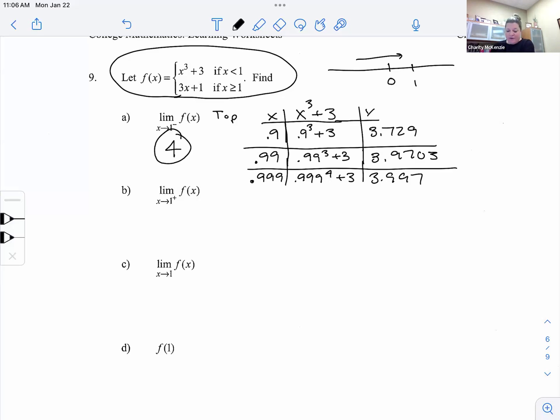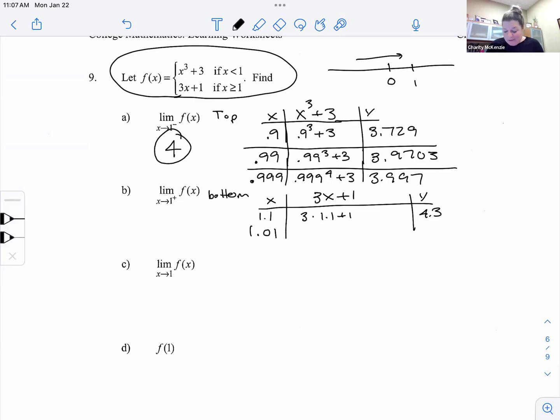Okay, so let's look from the positive side. Now we have to use the bottom function, and we're going to be coming from the other direction. As I pick values to get closer and closer, we've got to get close the other way. So like 1.1, right? Because we're just a little bit above. So I'm going to put 1.1. So 3 times 1.1 plus 1. I got 4.3. And then a little closer would be 1.01.